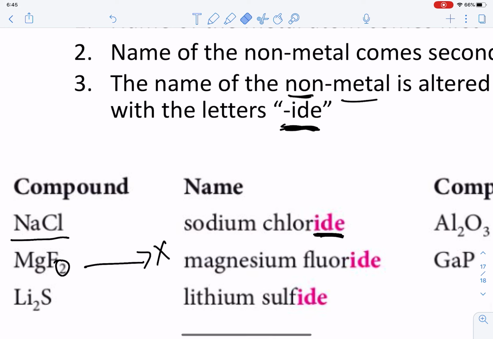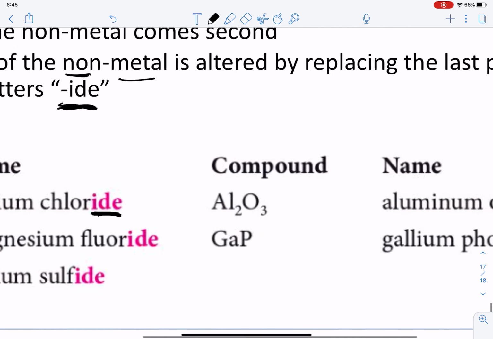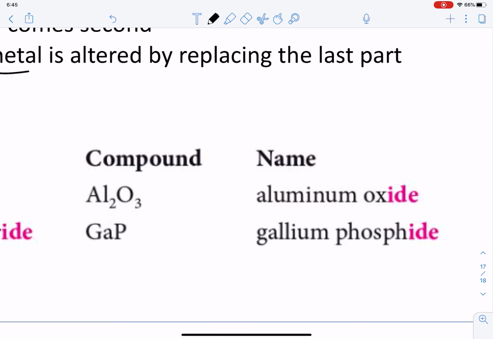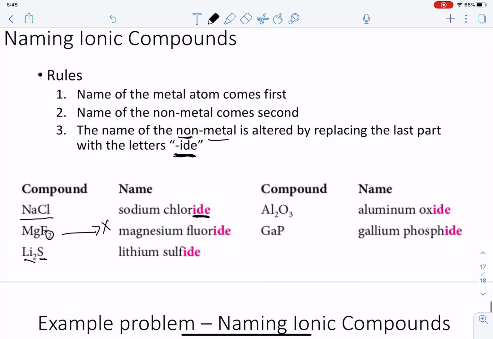The next one, again, name of the metal, lithium. Name of the nonmetal, sulfur. Replace the ending to IDE. So this is just lithium sulfide. And then the same for these 2, right? Aluminum oxide and then gallium phosphide. So as long as you change that ending and you say their names, you're good to go.